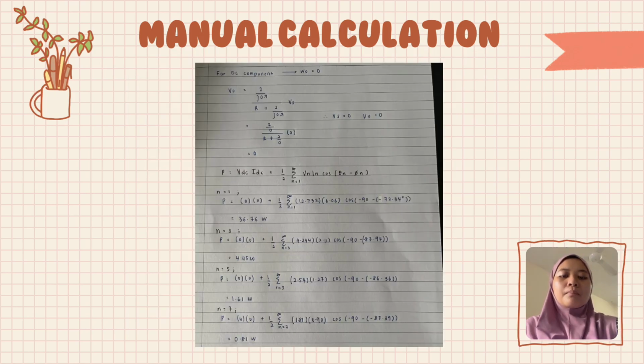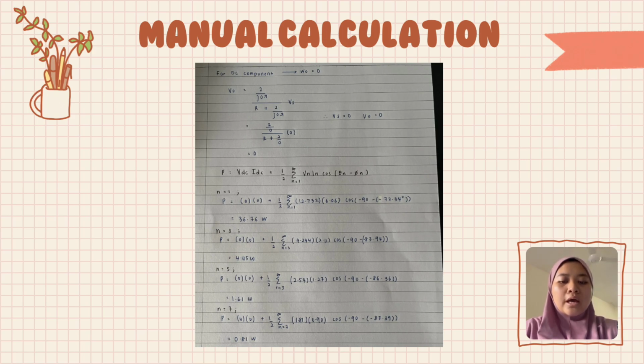And then for power, the formula of power is P is equal to VDC IDC plus 1 over 2 Vn In cos(theta n minus phase n). So for the first thing, we have to calculate V0 using voltage divider, which is 2 over j0 pi over R plus 2 over j0 pi times Vs. Since Vs is equal to 0, V0 is equal to 0.